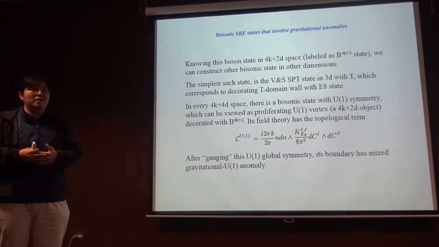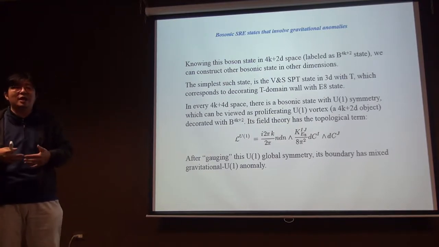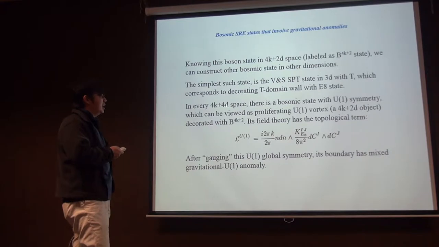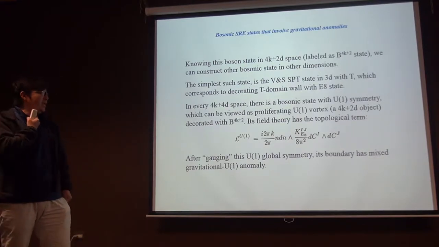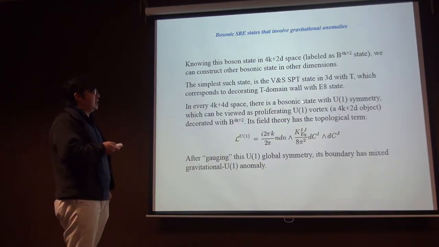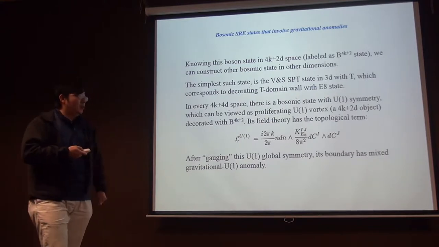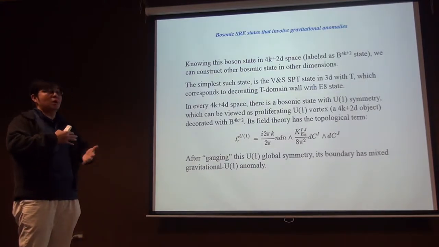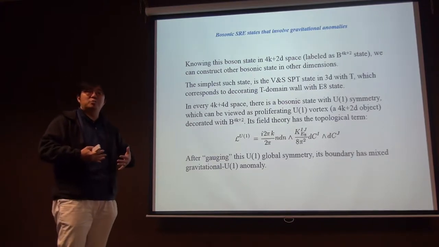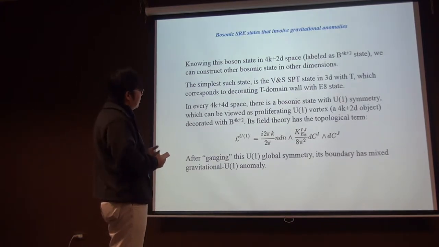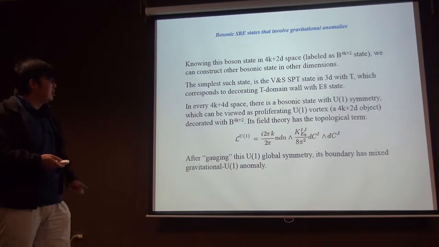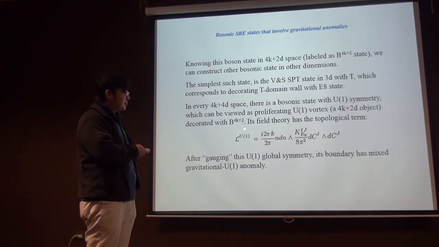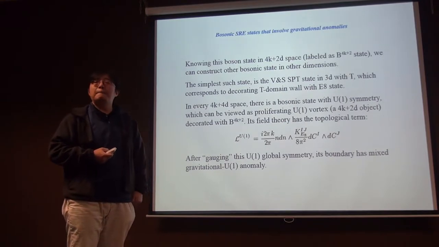We can come up with a systematic way to construct all these states. For example, in every 4K + 4 dimensions, we can easily construct a bosonic SPT state with U1 symmetry. We can view this state as proliferating the U1 vortex. For example, we can start with a superfluid phase and proliferate the U1 vortex, but I decorate the U1 vortex with this state.